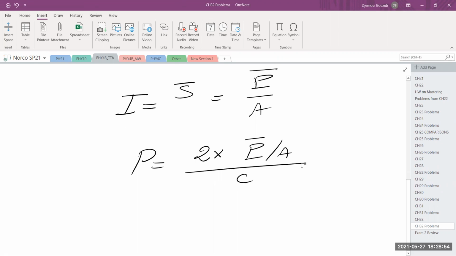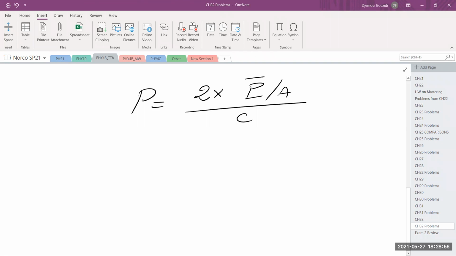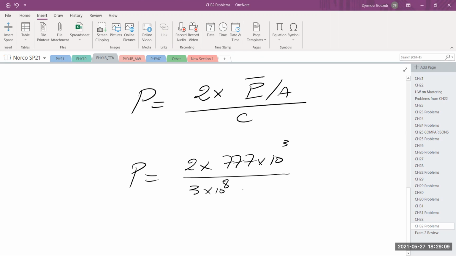So if I plug in everything, I'm going to find the pressure now in Pascal. P is equal to 2 times 777 kilowatts, and the kilo has a 10 to the power 3 of it, divided by the speed of light, which is 3 times 10 to the power 8, and the area, which is 4 pi times the radius squared. And the radius is 5 kilometers, and a kilometer is 10 to the power 3, squared.